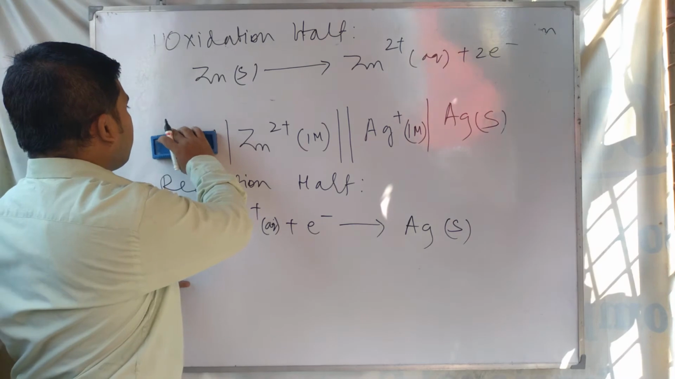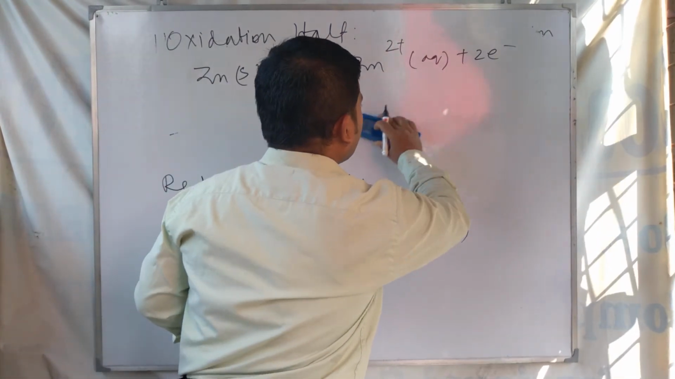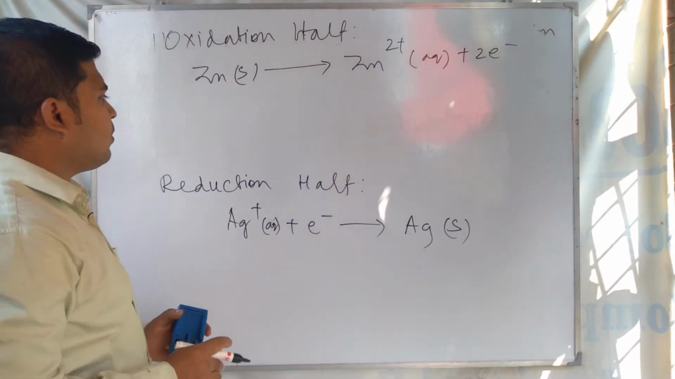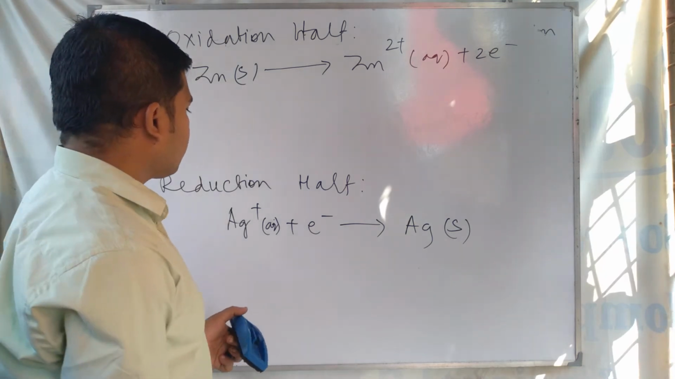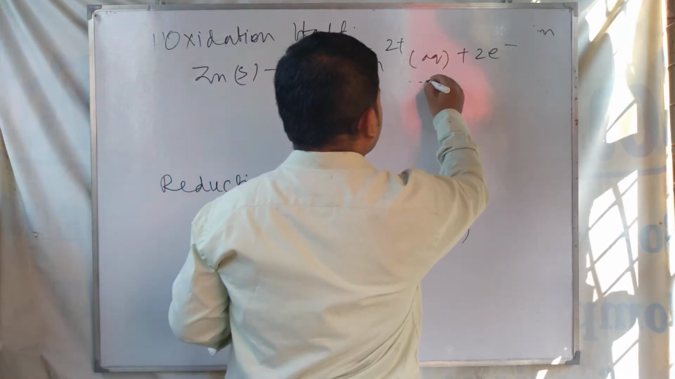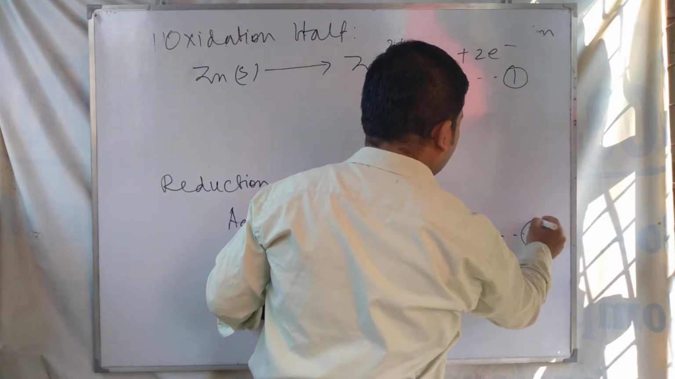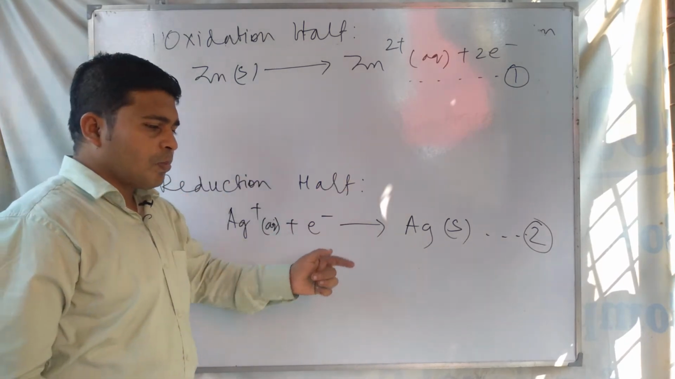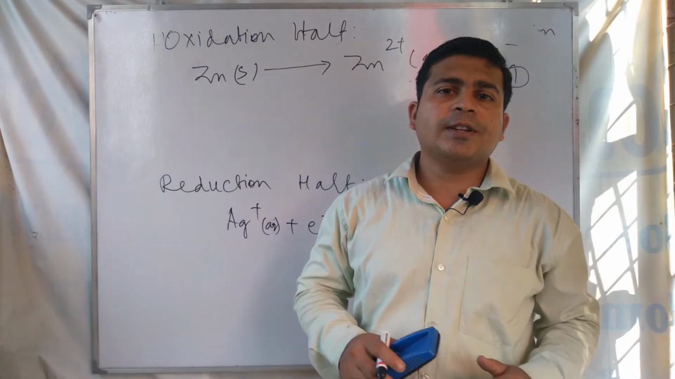So for this representation of the galvanic cell, we write the oxidation half reaction and the reduction half reaction. We call this equation number 1, and this one equation number 2. When these two equations are combined together, the overall cell reaction is formed.